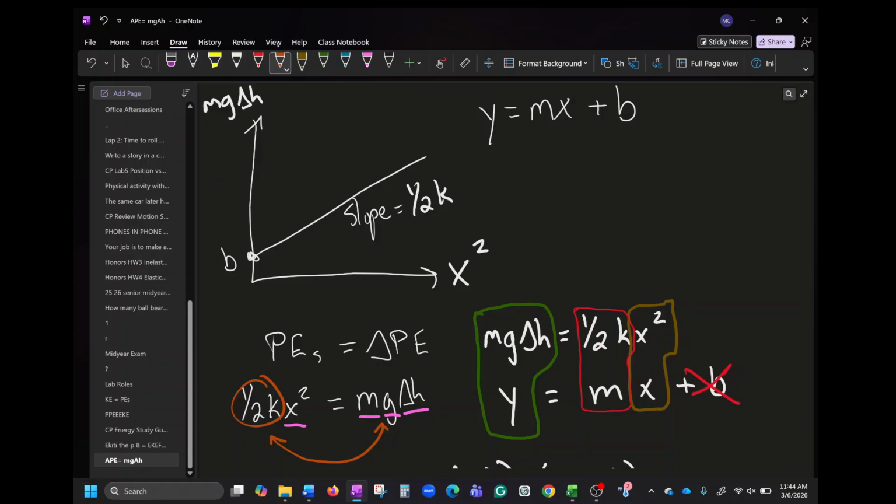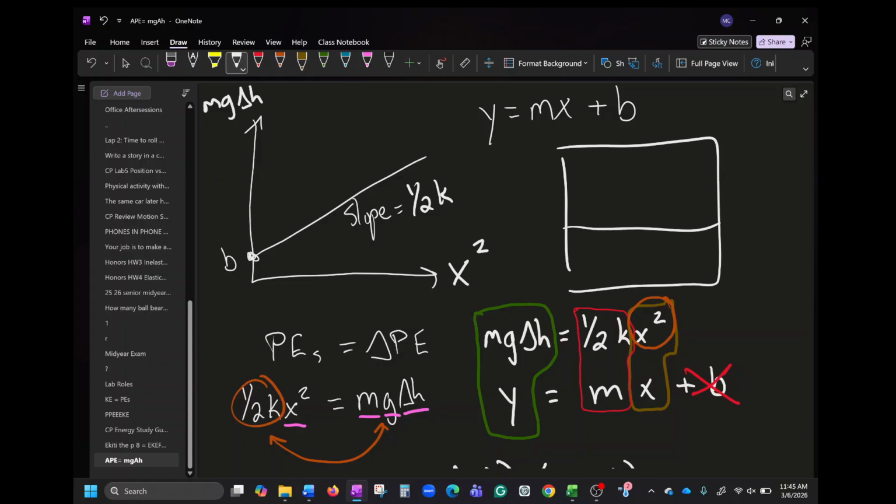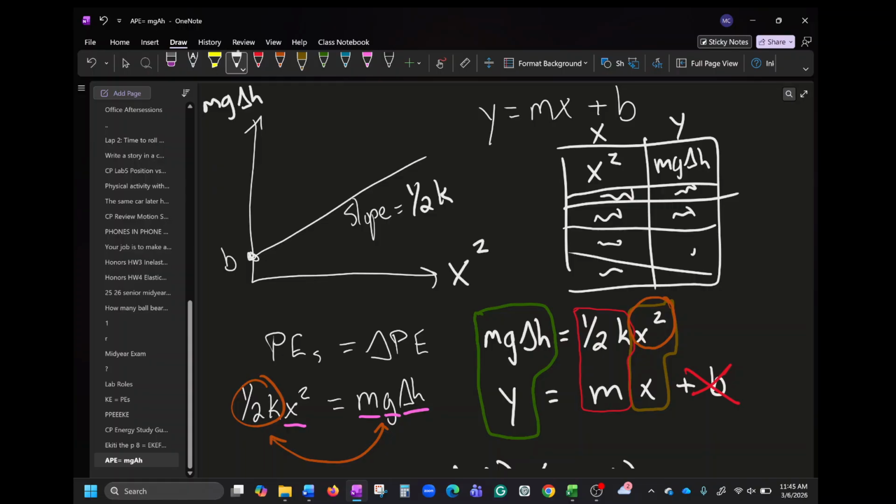But one thing to note, and this is worthwhile talking about, is that it is totally fine for you to graph x squared as your horizontal data points. All you have to do is square the compression distances and then use those numbers as your coordinates. So we'd have a table of ordered pairs, with your x squareds as your x and your mg delta h as your y, and you would fill in the numbers, which is what we're going to do in Excel, and then have Excel do the graph for us.